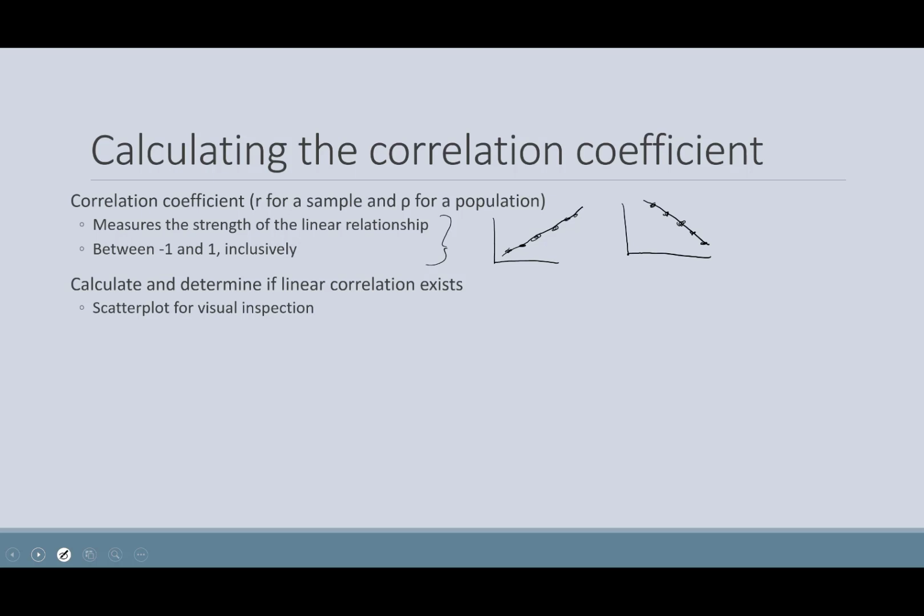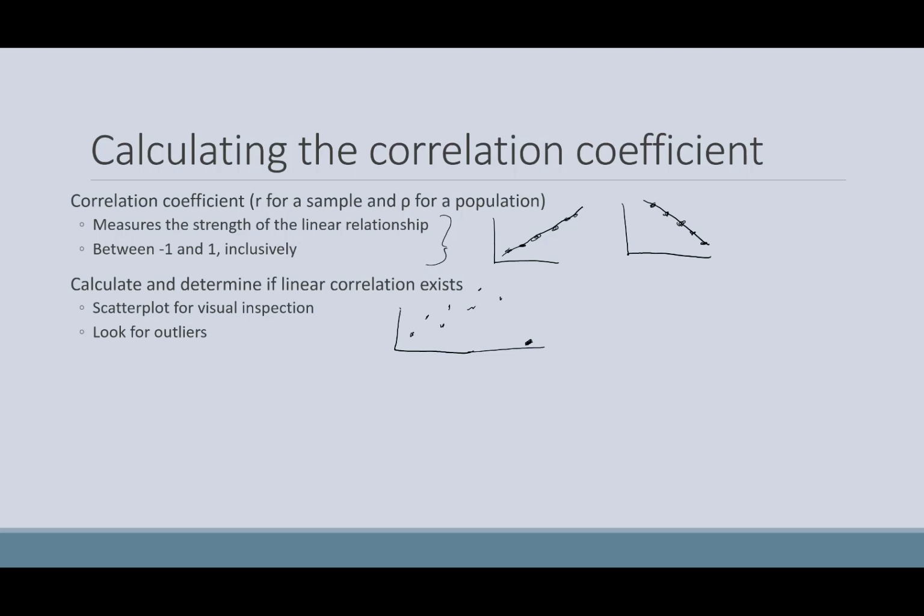The biggest issue that people run into is if you skip the scatter plot, it's very easy to miss the nonlinear patterns. So you always want to start with a scatter plot to get a visual inspection. And then the other thing you want to do is look to see if there's any outliers. So an outlier is a value that doesn't really fit the pattern of the rest of them.